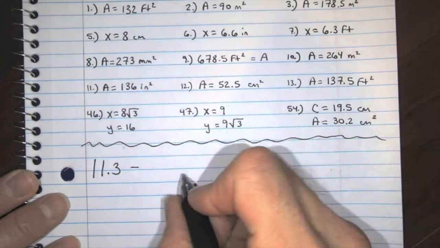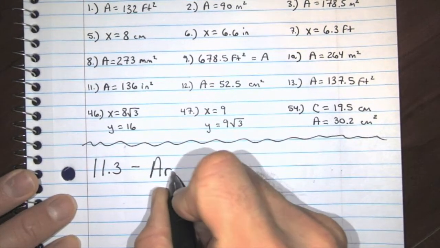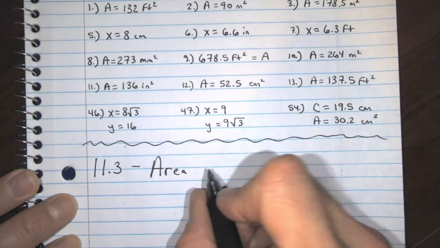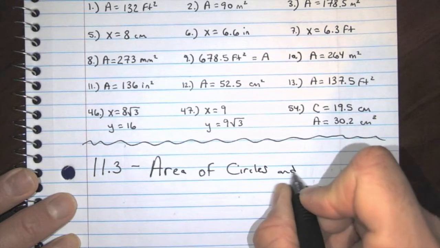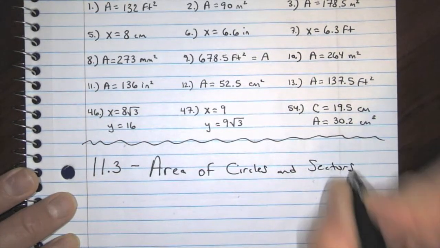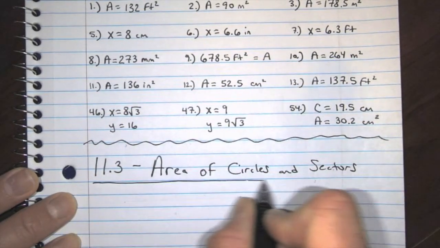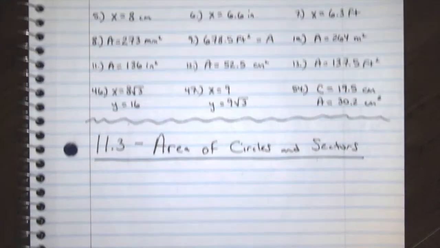11.3. What do we got today? Hopefully a short lesson for you. Area of circles and sectors. Area of circles and sectors. That's what Mr. Kosal's got for us this morning, afternoon, or evening.